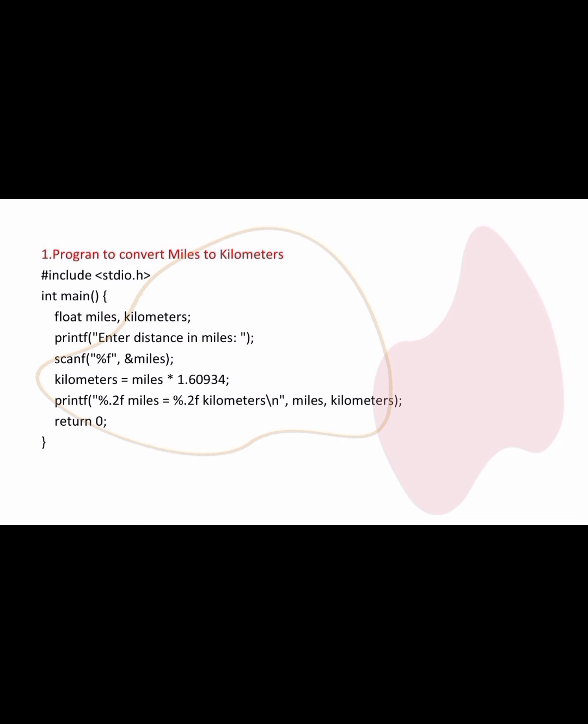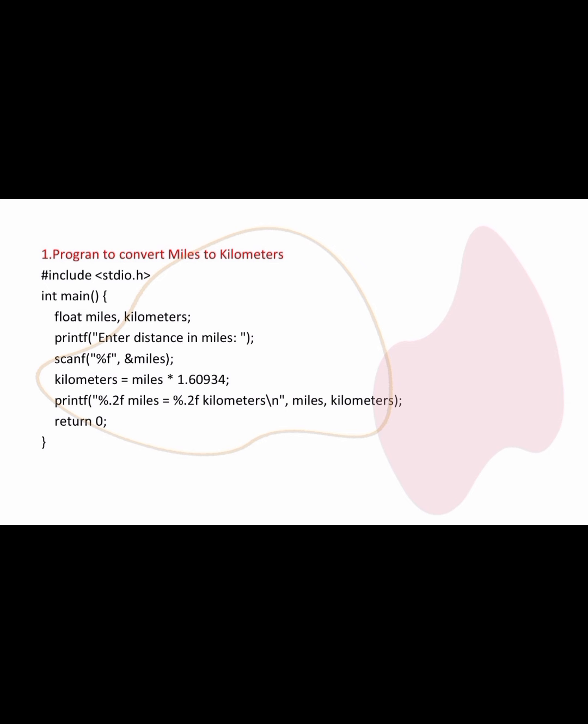1.60934. Printf: this line prints the result to the console, displaying both the original distance in miles and the converted distance in kilometers, formatted to two decimal places. Return 0. This line indicates that the program has executed successfully.